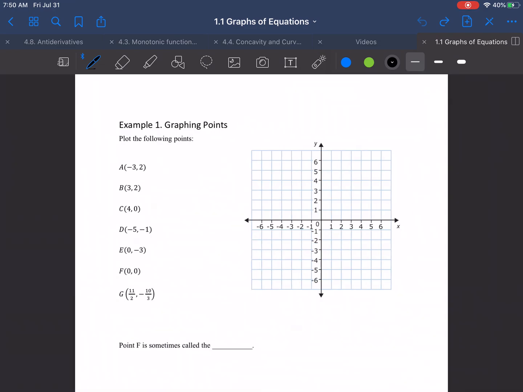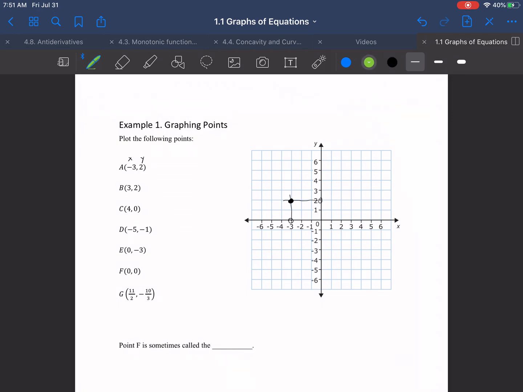Okay, next, let's do a quick example of graphing some points. So we're going to plot the following points. For A, it is (-3, 2). Just so you remember, for this first ordered pair, the first number tells you where it is on the x-axis. The second number tells you where you go on the y-axis. So for the x-axis, we're going to go over here to -3. And then on the y-axis, we're going to go up here to 2. And then we just come across to where they meet. And that's our point right there.